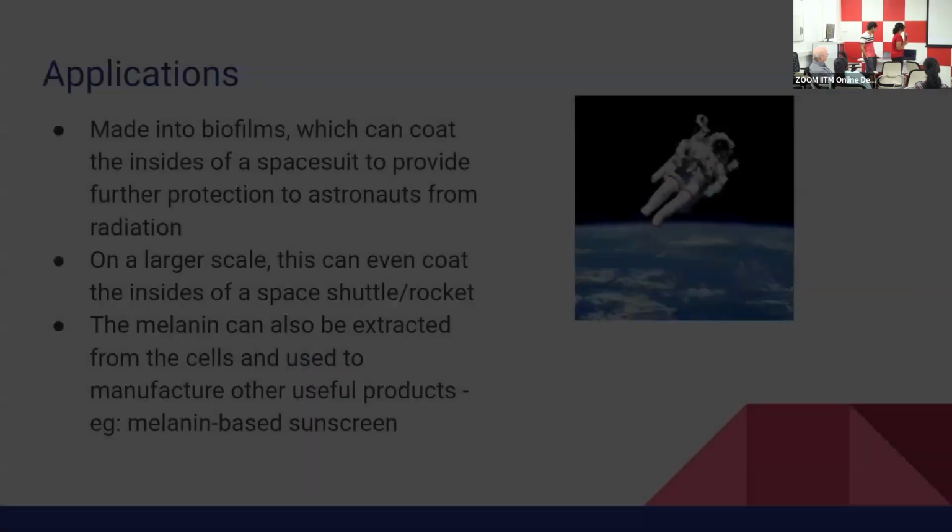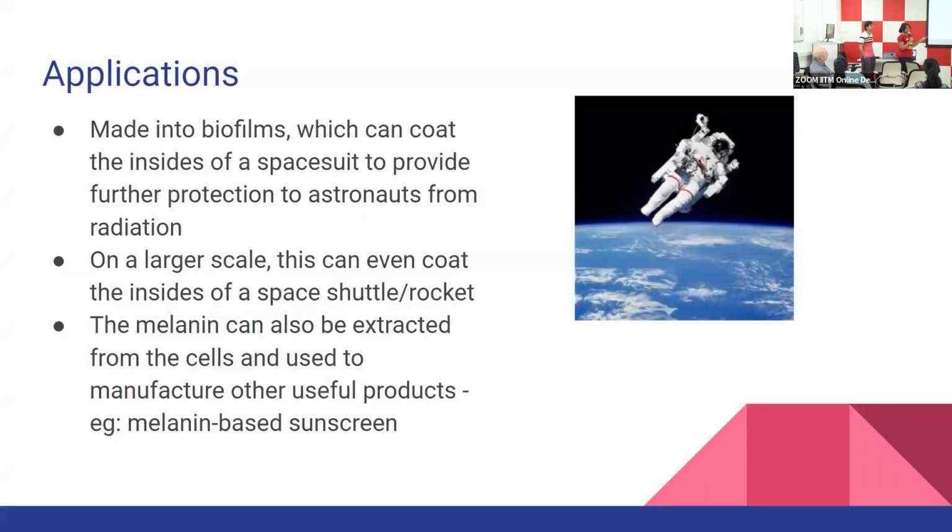So yeah, as I mentioned before, we aim to produce biofilms with our E. coli, and we aim to create an inner layer between two layers of the spacesuit, which can cover it and create an effective method to absorb radiation. And on a much larger scale, we can even use this to coat the inside of a space shuttle or rocket, since the astronauts are still experiencing high amounts of radiation even during space travel.